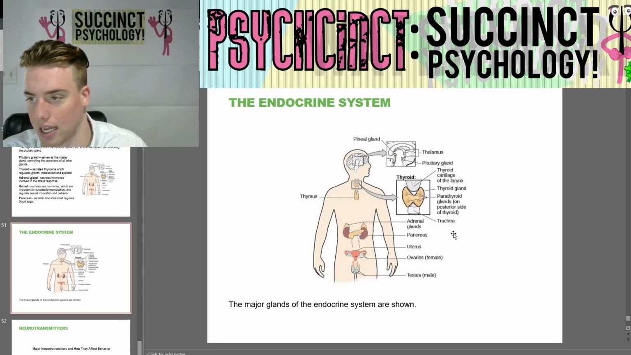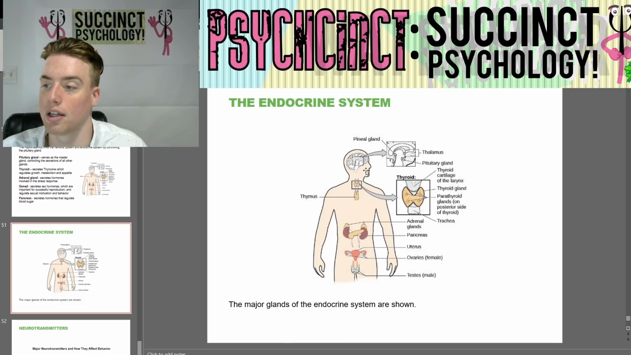So here you have a nice little image showing where these different parts of your endocrine system are. You have pineal gland up here, it's like right here in your brain, thalamus, pituitary gland. You have the thymus, the thyroids, adrenal glands. You can kind of see for yourself. You don't need me to break down everything for you. So yeah, major glands of the endocrine system are shown here.